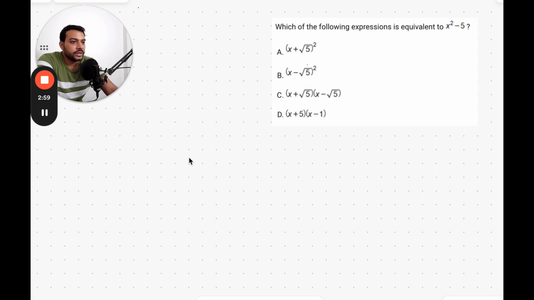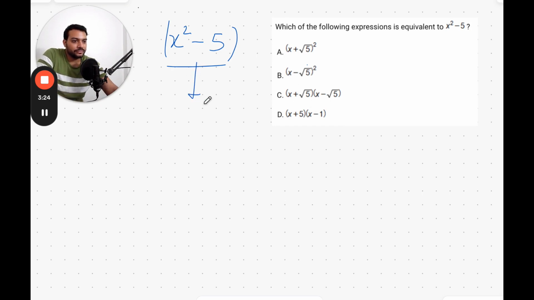Let's look at the next question. Which of the following expressions is equivalent to x² - 5? Okay. I would say a fairly simple question. x² - 5 is the given expression. Now 5 obviously does not appear like a perfect square, but if you look at the options, the examiners are open for a square root as well.